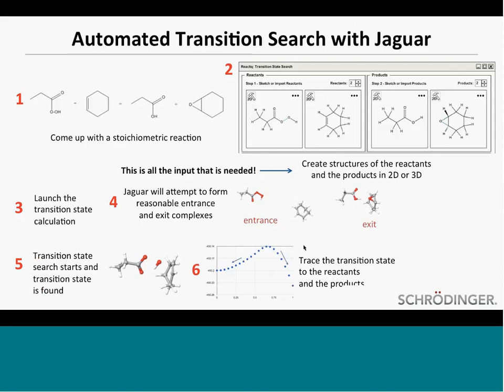And then the transition state will be traced both towards the reactant and towards the product using an intrinsic reaction coordinate scan to verify that the transition state that is found indeed corresponds to the reactants and the products that you input. And then finally, the potential energy surface diagram is going to be printed, where I've got energy on the y-axis and reaction coordinate on the x, and you can see that we go up in energy to the transition state and then finally down to the product.